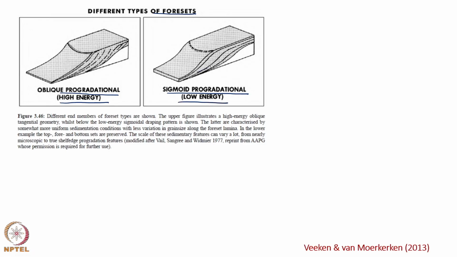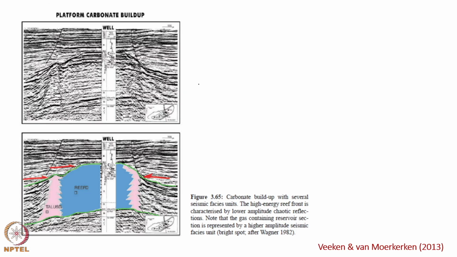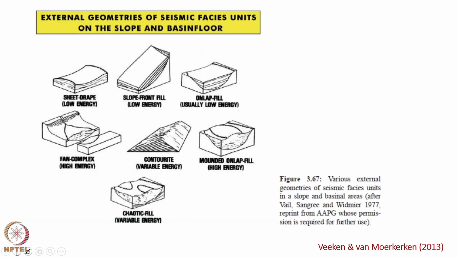So, here what happens, these lines are not terminated against any line, rather they are continuing in a sigmoidal manner, whereas here these lines are actually terminated. This is an example of salt diapir and how it appears in the seismic image. The platform carbonate buildup is shown in terms of uninterpreted image and the interpreted image.